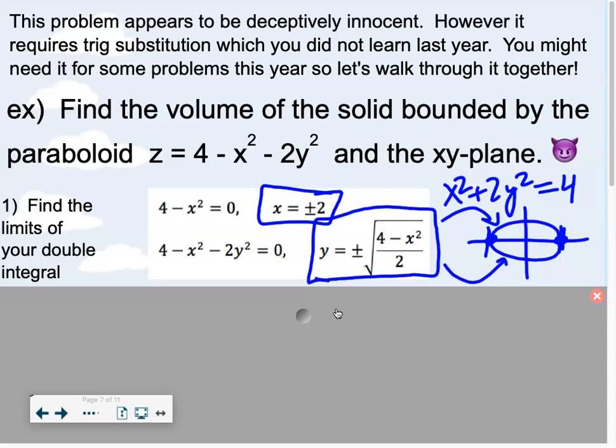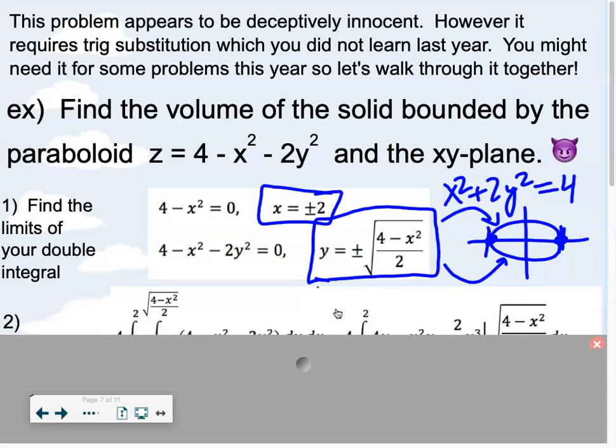All right, so let's set up our integral. So we're going to do a dy dx. So your x limits will be on the outside, -2 to 2. Then your y limits, negative root 2 minus 1 half x squared, positive root 2 minus 1 half x squared of your z function dy dx.